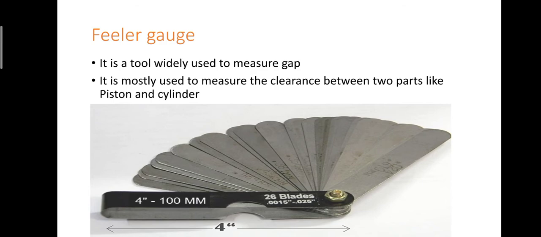Feeler gauge. It is widely used to measure gap. It is mostly used to measure the clearance between two parts like piston and cylinder.